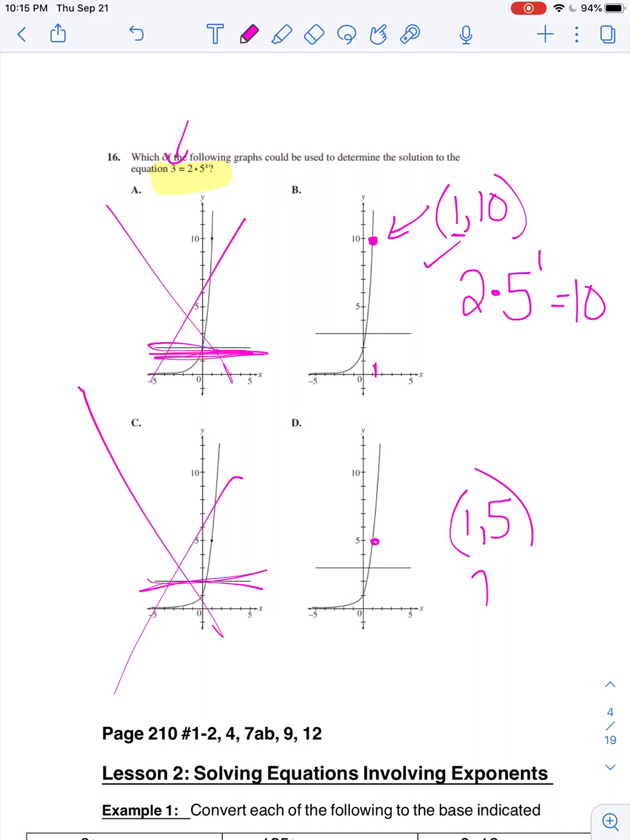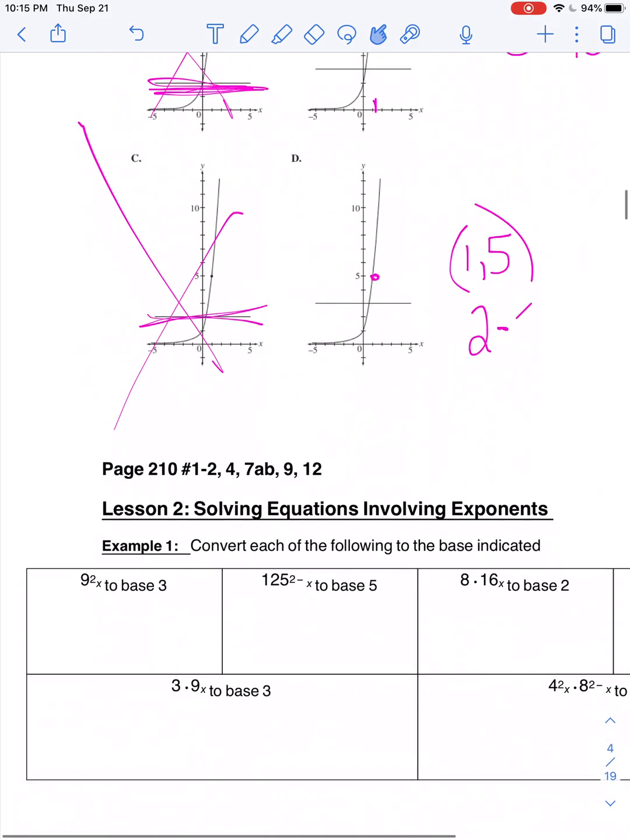If you try it over here, you don't get 5, obviously. So then the right answer would have to be B, because that actually works and gives me an ordered pair that shows up on the graph. All right, try some of these workbook questions to get a little bit of practice in.